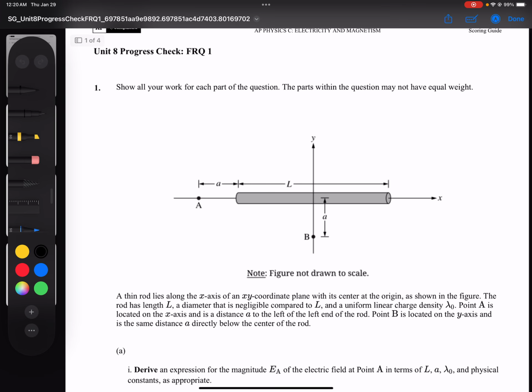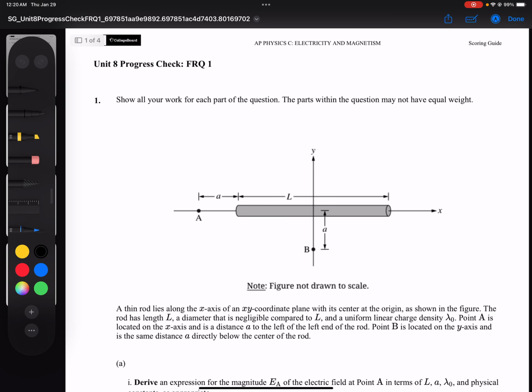Here's the first FRQ for the progress check. We have here a rod that lies on the x-axis for this xy coordinate plane. It has some linear charge density, lambda naught, and we're going to be looking at 2 points of interest.